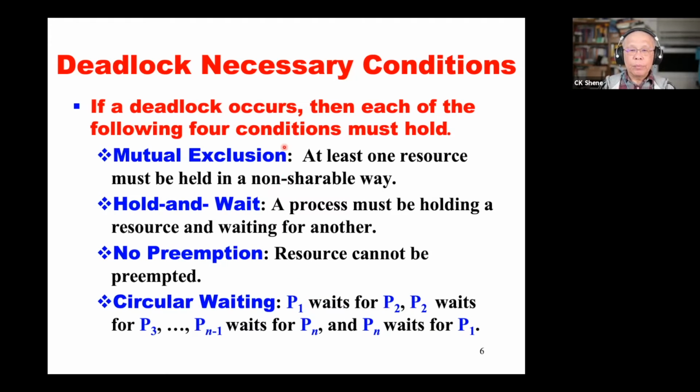So this theorem goes as follows. If a deadlock occurs, then mutual exclusion and hold and wait and no preemption and circular waiting are true at the same time. So why is this theorem important? Now, look here. The key word is necessary. Mutual exclusion, hold and wait, no preemption, and circular waiting: these four are necessary conditions.